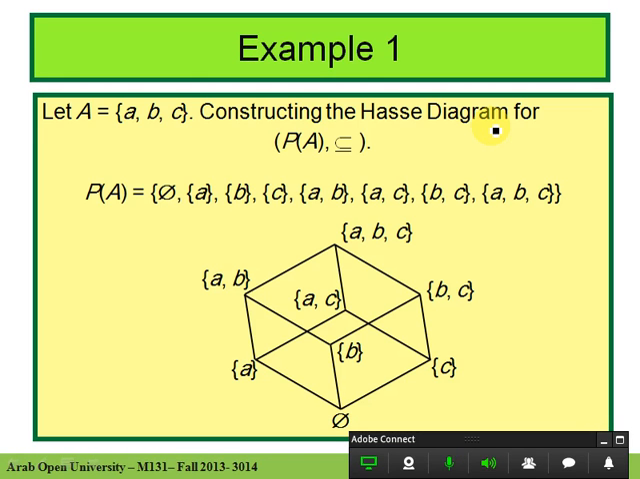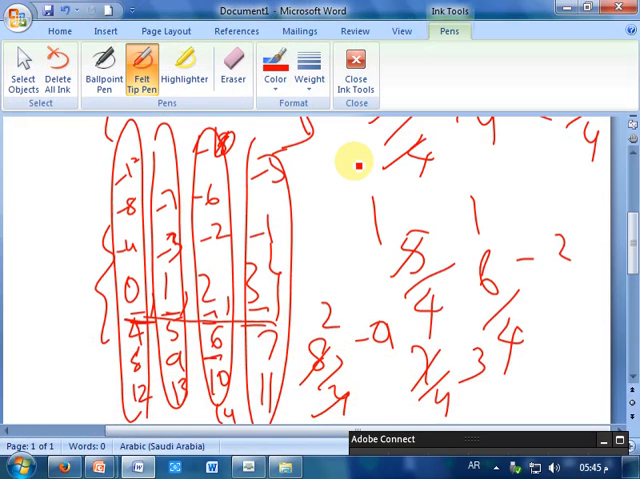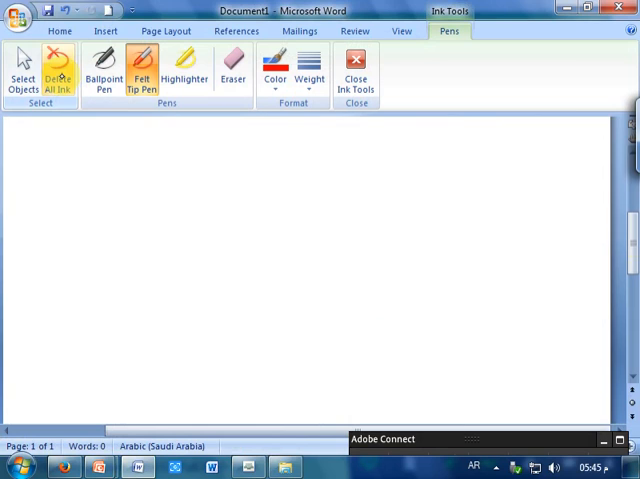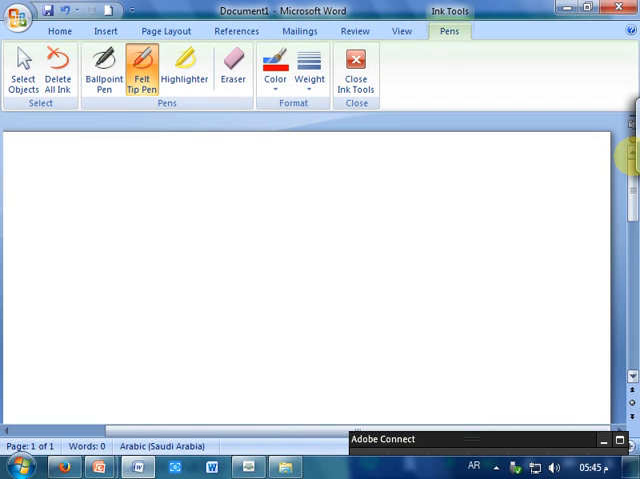Or for example, the question may be like this for you. Let A be a set. Construct the Hasse diagram for the power set of A, with the relation being subset. Now here, what are the elements of the power set you have? A, B, C.